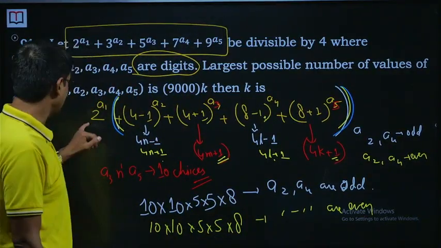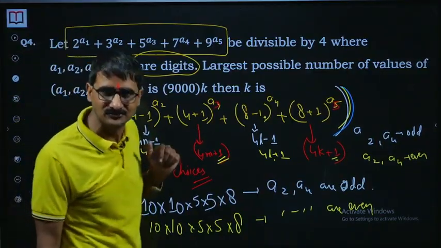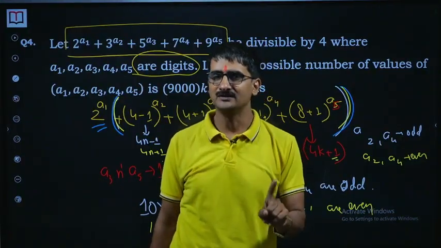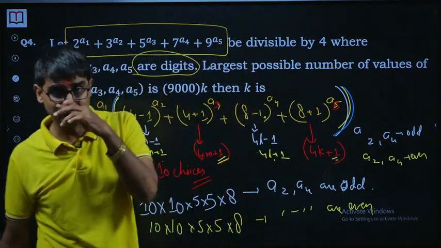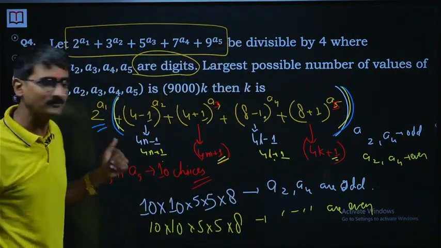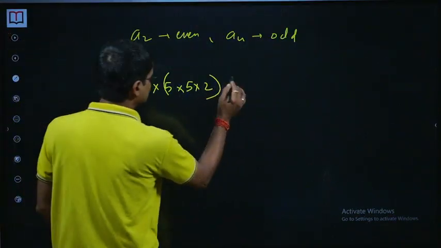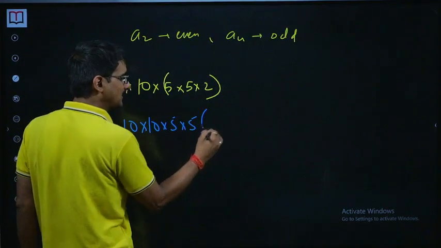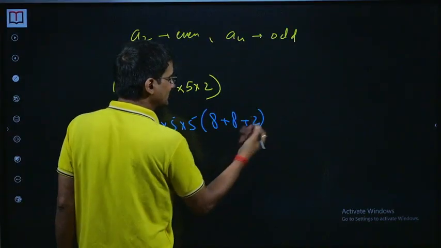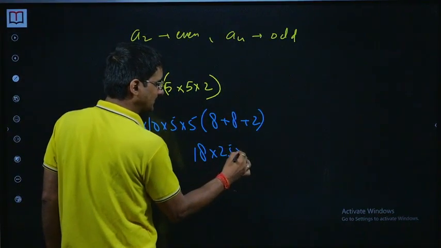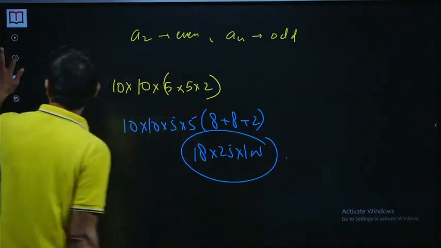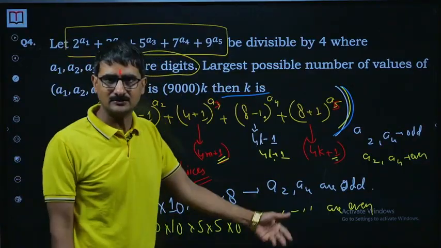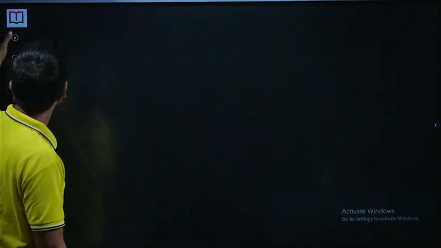So that means here now we don't have a choice. It should be 2 plus something, 2 plus 2. A1 has to be only 1. If you take any other number, that will not be divisible by 4. So A1 has to be 1 here. So the total choices are 10 into 10 into 5 into 5 common, times 8 plus 8 plus 2, and you count it. So 18 into 25 into 100. That's it. Solve this and you get K. I've already solved it for the doubt here, for our campus students.